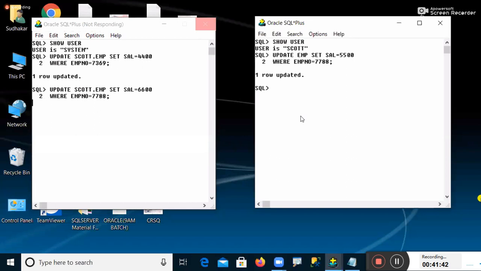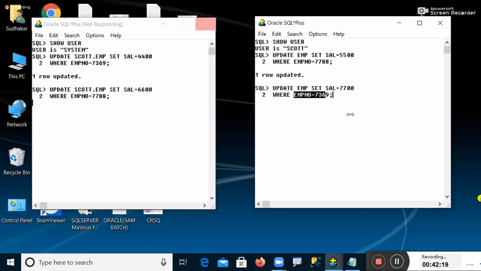Next, our Scott user is doing an update operation as the second user, that means another user. Update EMP set salary equal to 77 where EMP number is equal to 7369. But guys, tell me, 7369 is already locked by the system user. That means the system user is already performing one operation on 7369, but has not confirmed it with either commit or rollback.